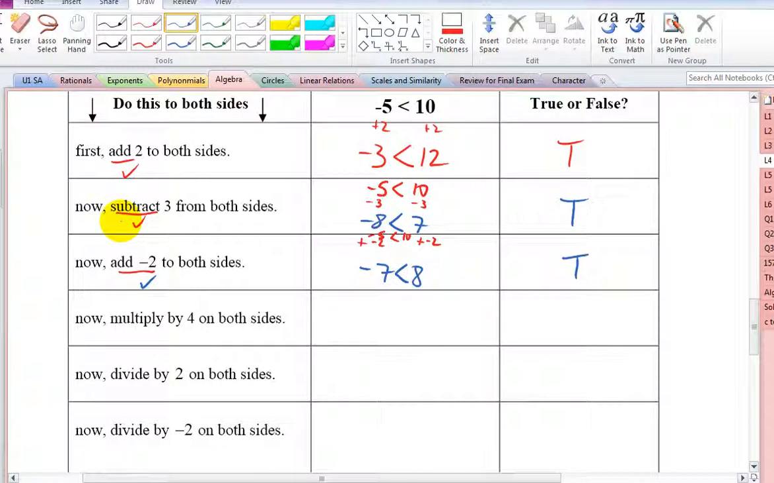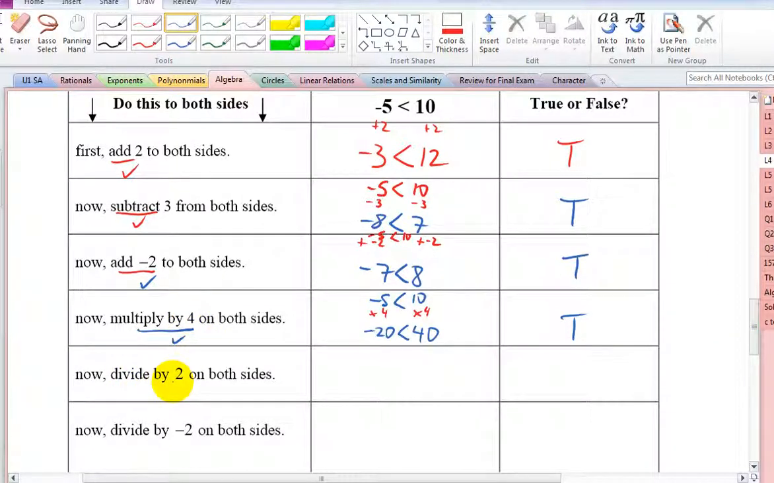Okay. Let's try this. Multiply by 4 on both sides. So we have negative 5 and 10, and now we're going to times both sides by 4. What do we get down below? Negative 20 less than 40. Wow. Is negative 20 less than 40? Still true. So multiplying by a positive is okay. There's nothing wrong with that.